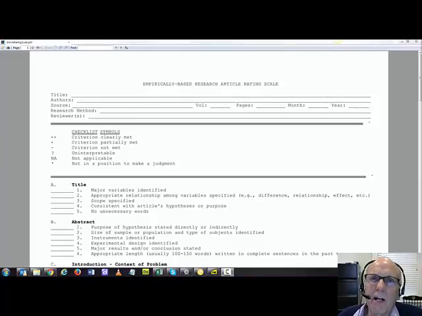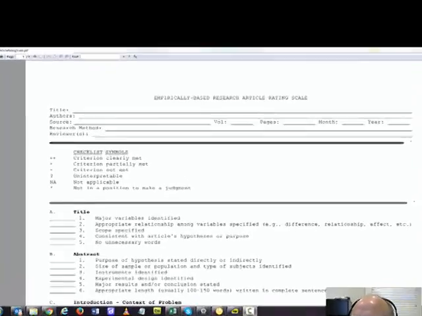Let's look at the required elements of a research report. You have title, abstract, intro, method, results, discussion, and the references. This course uses APA style.